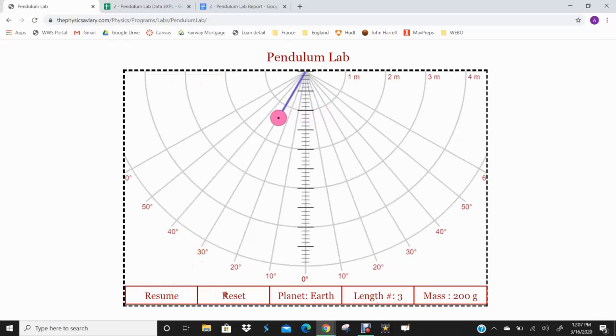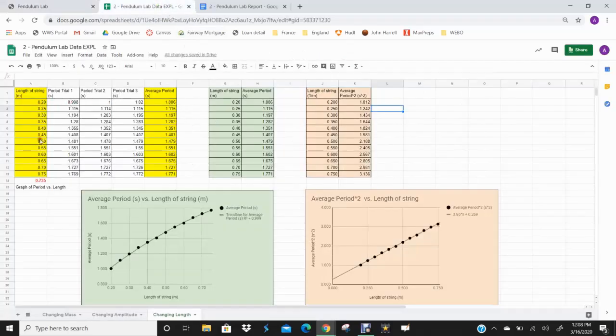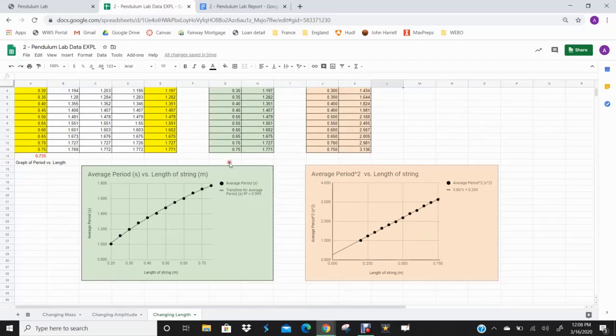2.2. Change to 3. 2.4. Change the length to 4. 2.7, change it to 5. 3.0. So you can see that the period of the pendulum is increasing as I increase the length. And when we look at our data, as this length increases, you should see that that period is also increasing.